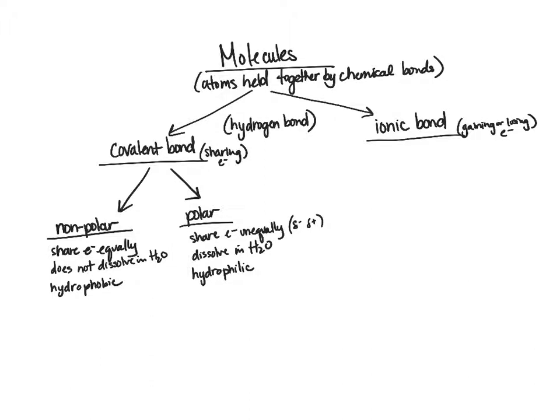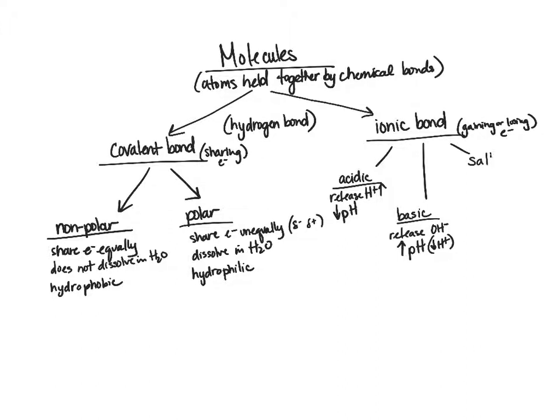Good. And then over here for ionic bonds, we have our acidic molecules, right? Those are the ones that release hydrogen ions in water. We have our basic molecules. These release hydroxide ions in water. In the case of acidic, what we're doing is we are going to decrease the pH then, right? Increase hydrogen ions, decrease the pH. With our basic molecule, we increase the pH because we're decreasing hydrogen ions. And then the third one was what? Good. Our salts. And so then we have no change in hydrogen ions and no charge. Good. So we don't have any change in the pH either.